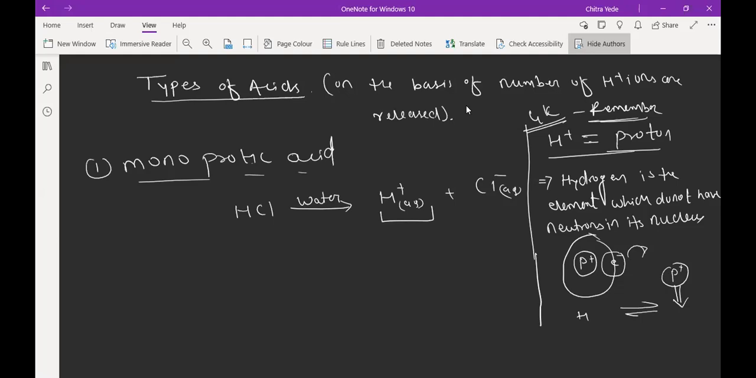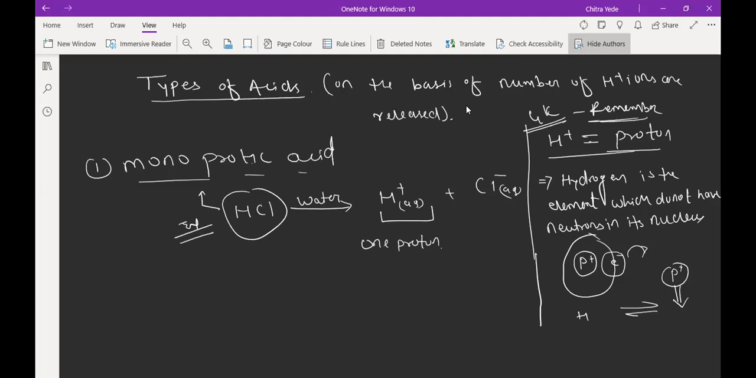Okay. So see here, in monoprotic acid, suppose we have HCl. When it is dissolved in water, it releases only one proton. H positive ion means proton. So it releases only one proton, hence it is called a monoprotic acid. Hence HCl is called a monoprotic acid.